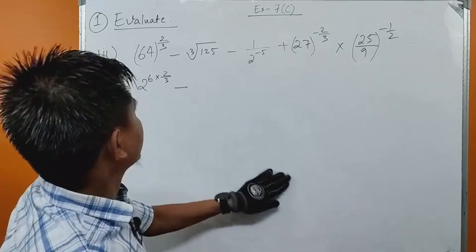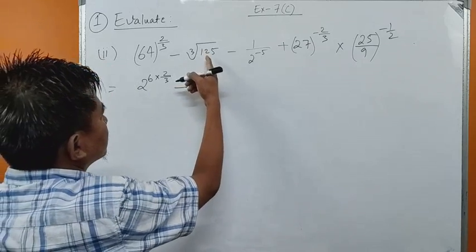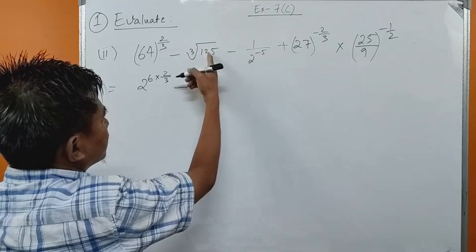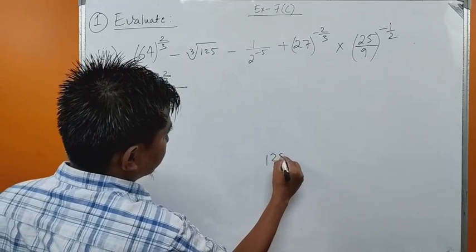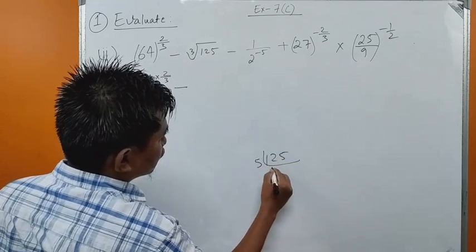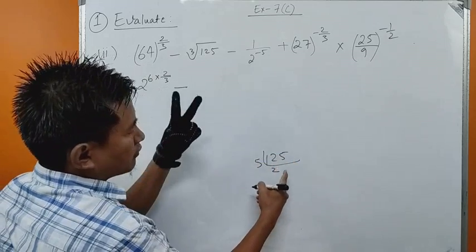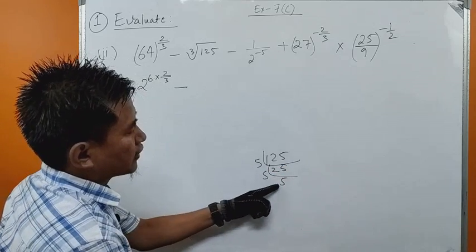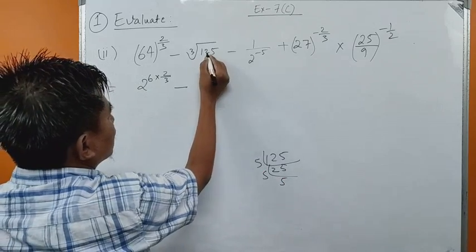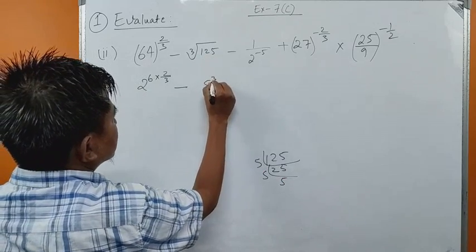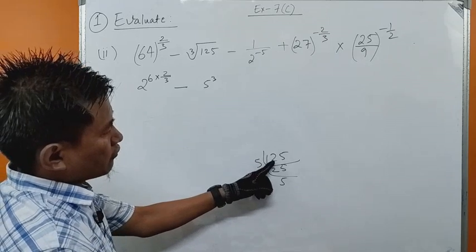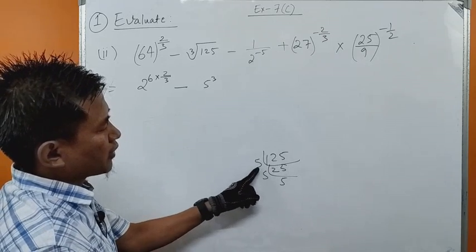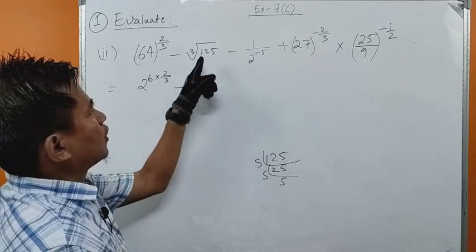So we have cube root of 125, isn't it? First, let's find the factors of 125. 5 2s are 10, 11, 12, 5 5s are 25. 5 multiplied 3 times gives us 125. So 125 means 5 cubed.